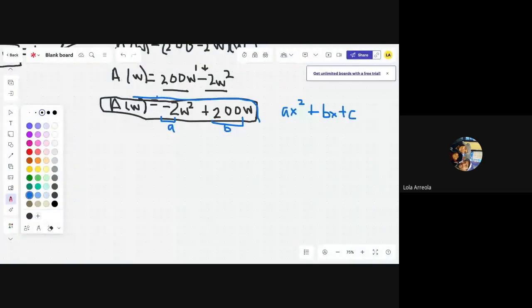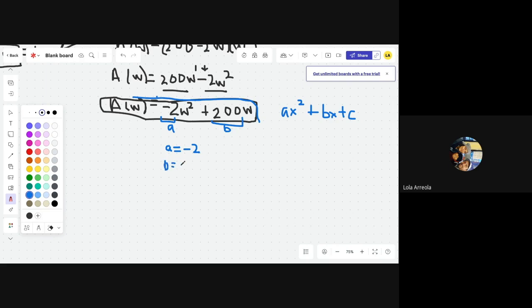So now, why is it a max? It is a max because, again, what is my A term? A is the coefficient of the leading term, so the number in front of the x squared, in this case, w squared. It's -2. What's my B term? 200. And my C term is just 0, but I'll just label it there. C is equal to 0. Again, what does the A tell me?